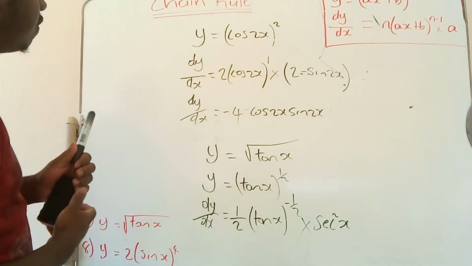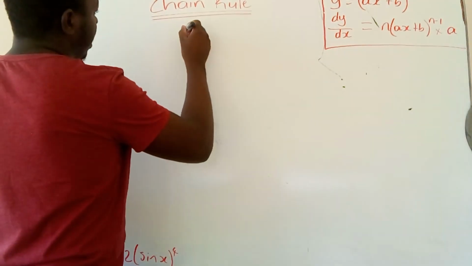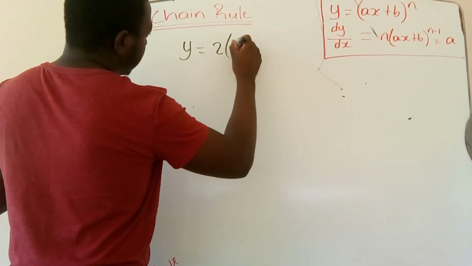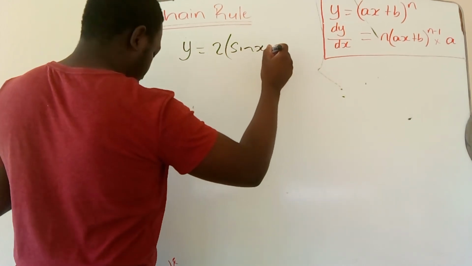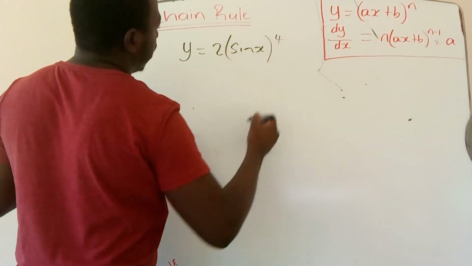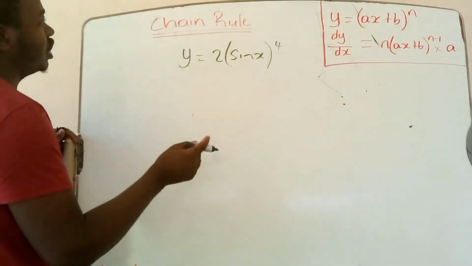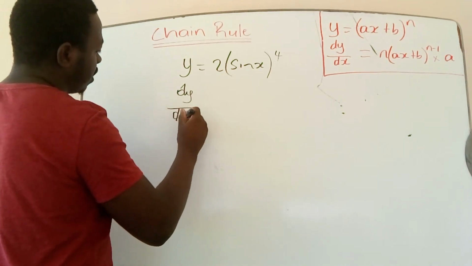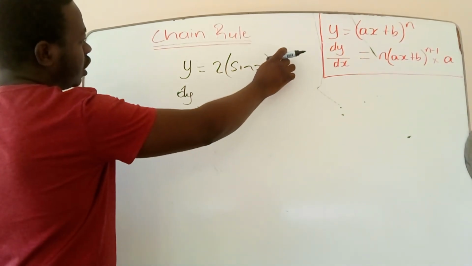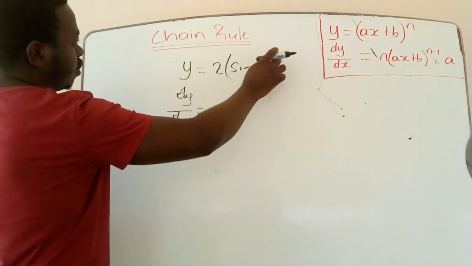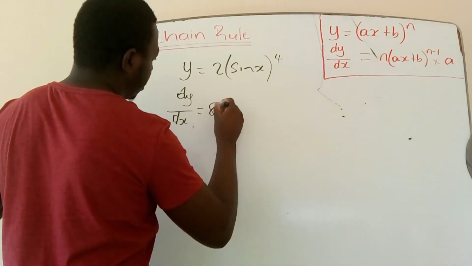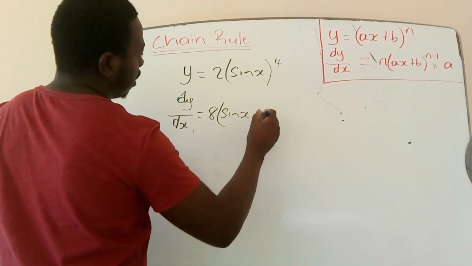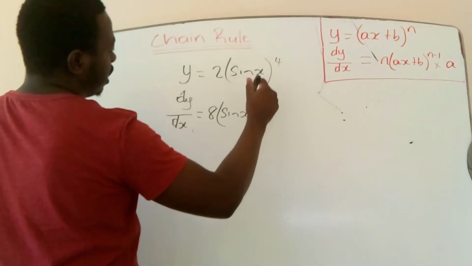Now let's look at the final example. Y is equal to 2 open bracket sine x all raised to the 4th power. Right? And you are asked to differentiate this using a chain rule. Then dy by dx is equal to, take 4 to multiply this 2 here. So 4 times 2 gives you 8. So that's 8 times all of the function, which is sine x. Take 1 from 4, that leaves you with 3.